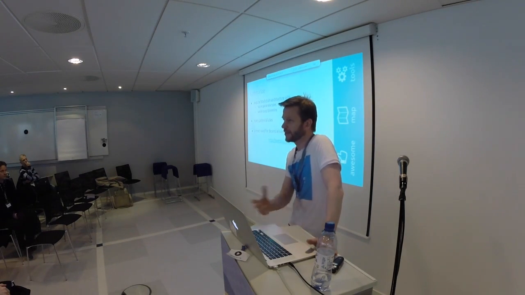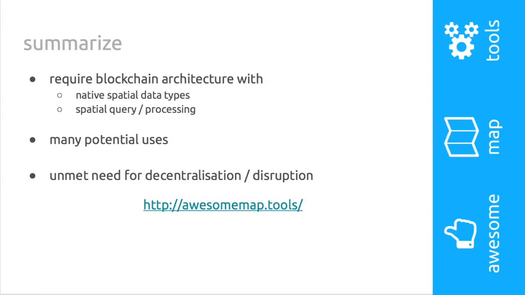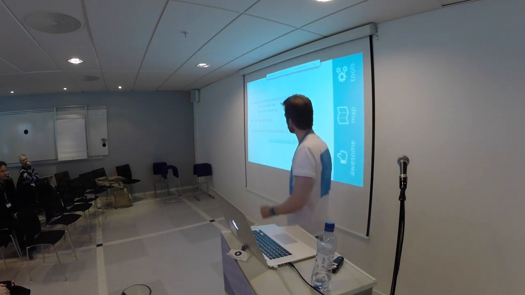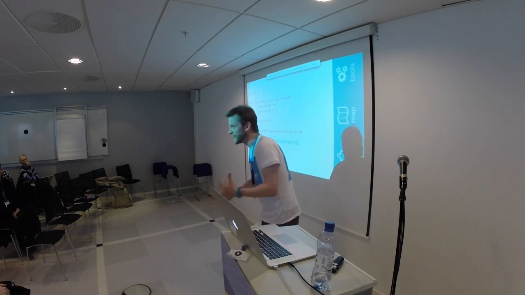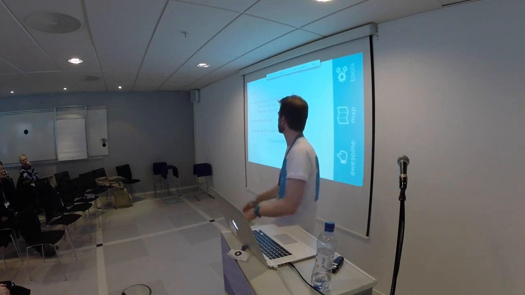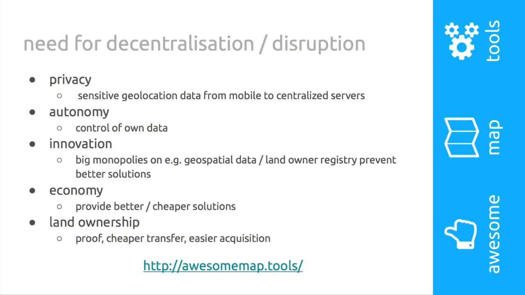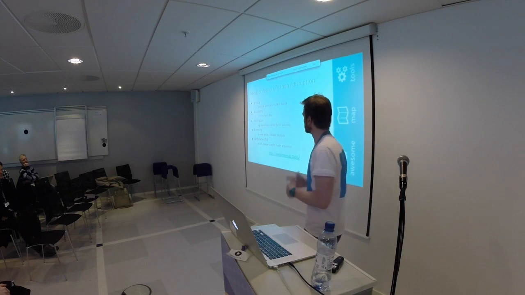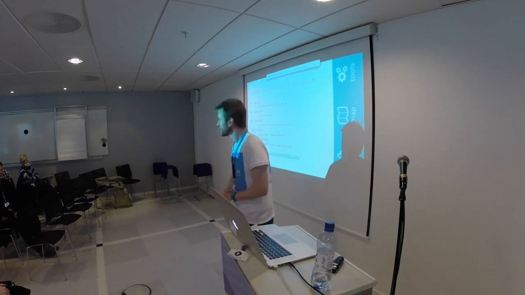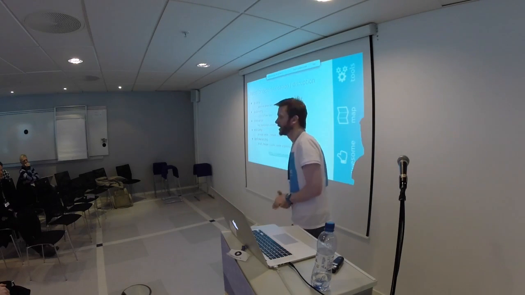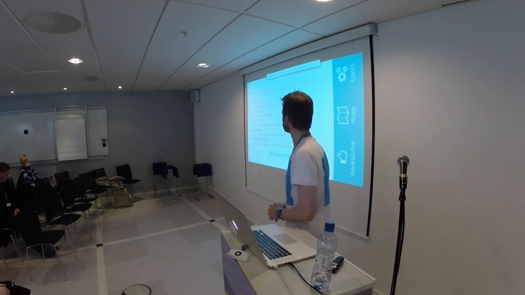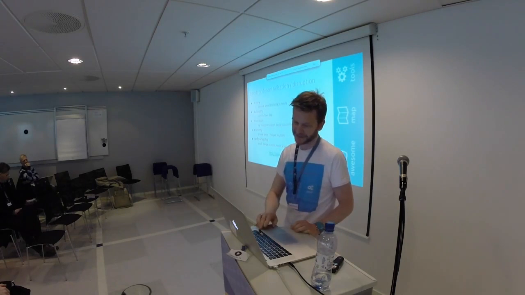From my perspective, I'm sort of a rookie here. I really want to get into blockchain. I just started, so these are my requirements. To summarize, I want to develop an architecture that has native support for spatial data types, and I see a lot of potential uses and unmet needs for disrupting this industry with increased privacy and autonomy, where people control their own data. Lots of potential, the way I see it.